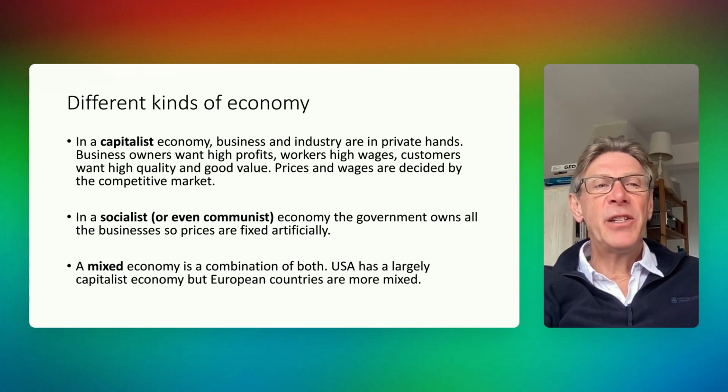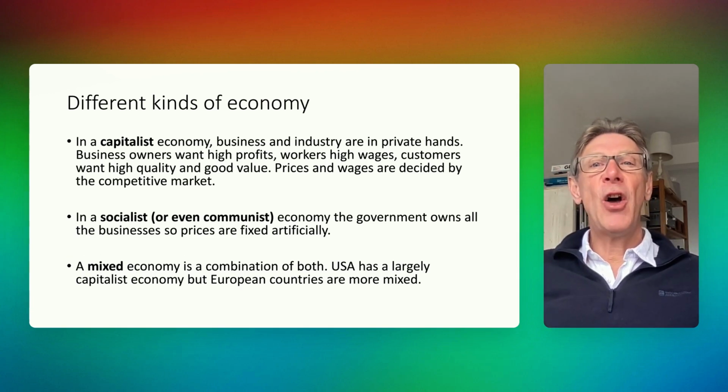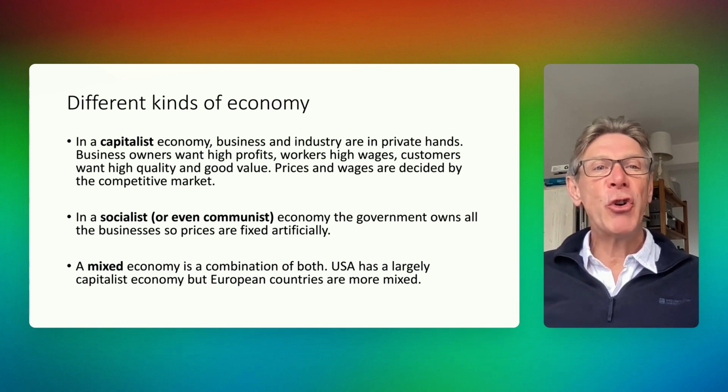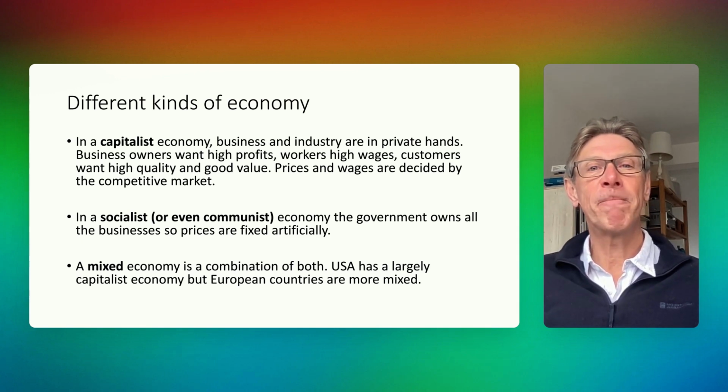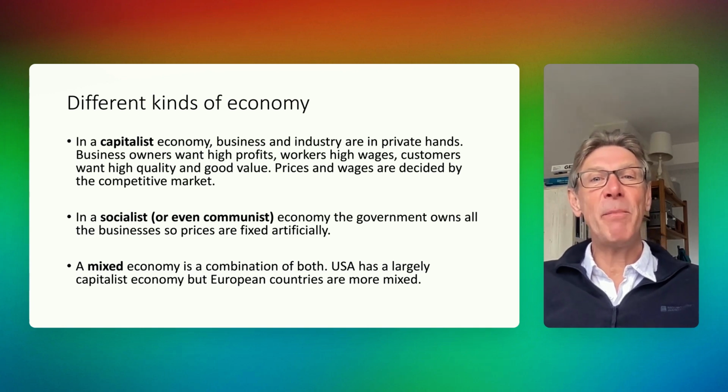There are different kinds of economy. In a capitalist economy, business and industry are owned by private entrepreneurs. They run the business to make profits. They employ people in those businesses to work. Those people in the businesses, they care about their wages. They want their wages to be as high as possible.